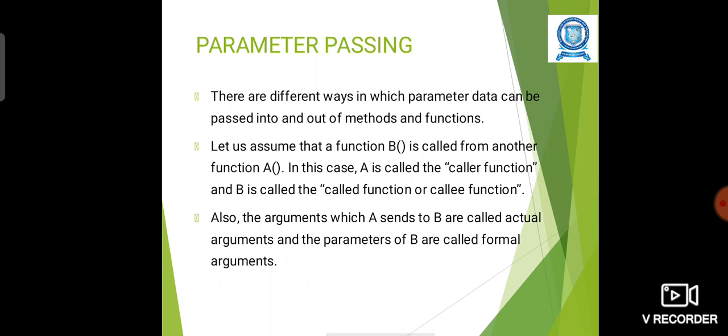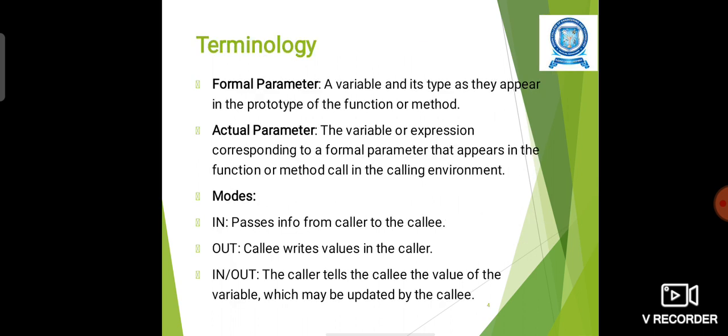Let us assume that a function b is called from another function a. In this case, the function a is called the caller function and the function b is called the called function, or callee function. Also, the arguments which a sends to b are called actual arguments and the parameters of b are called formal arguments. There are several terminologies we will use in the case of functions and parameter passing.